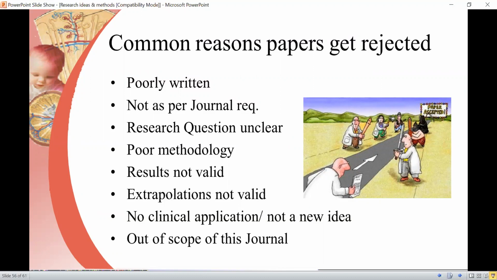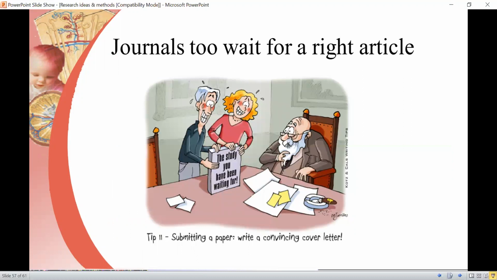They never had a research question to start off, so they cannot synthesize a relevant extrapolation of their data. So poor methodology, the results are not valid, or the extrapolations are not valid, and no clinical application, or not a new idea, or it is out of scope of that particular journal. So those are the reasons why papers get rejected.